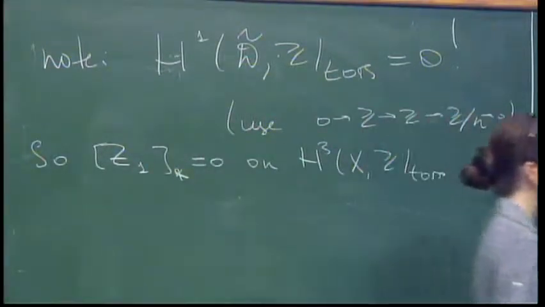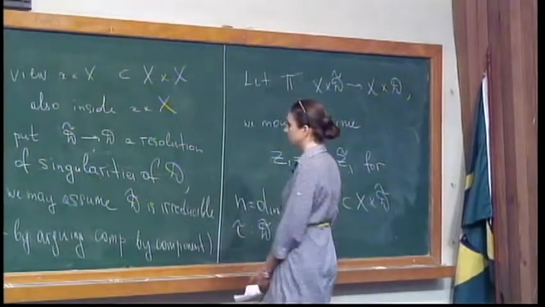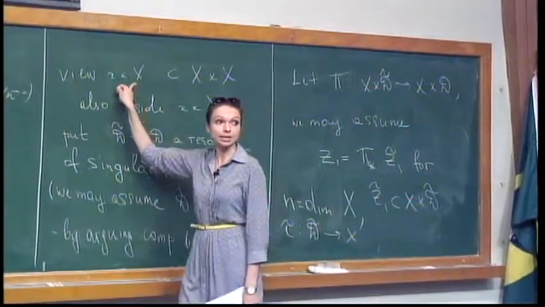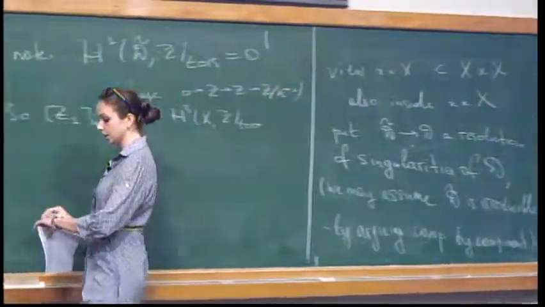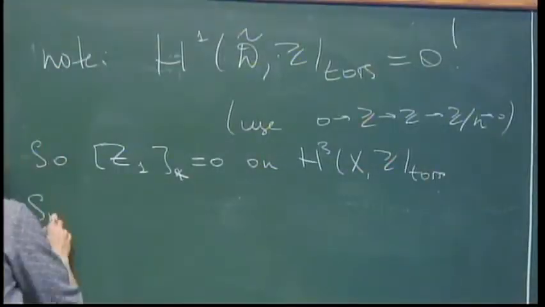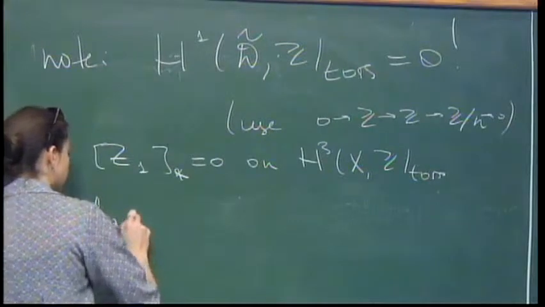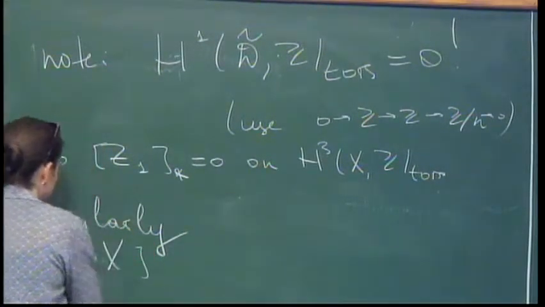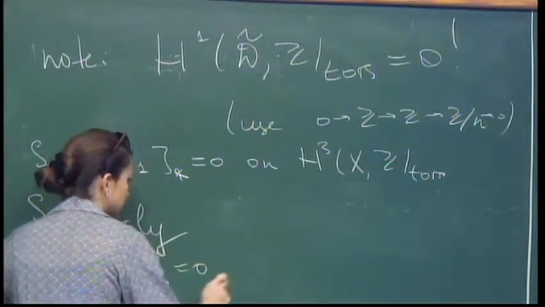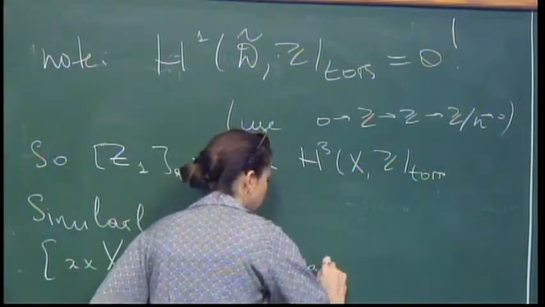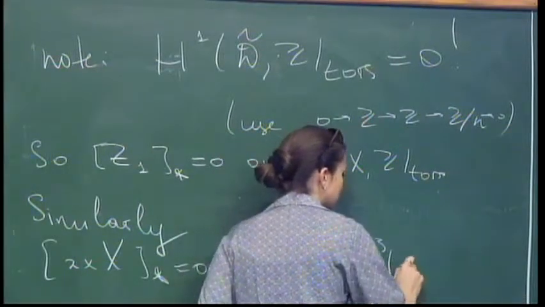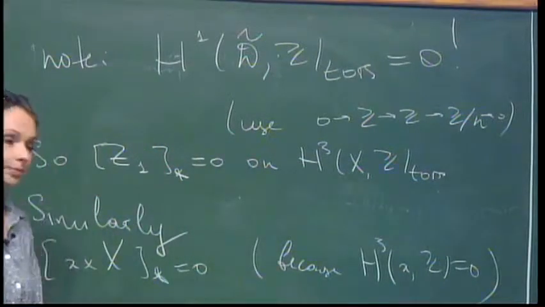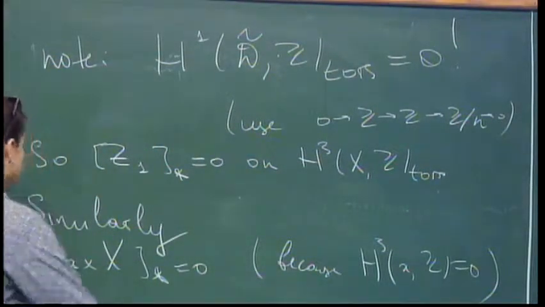So we have this result for one component, okay. And we also have another component to consider here. And it's actually even easier, so maybe I'll just leave it as an exercise. Similarly, X cross X star equals 0. Actually, because H3 of little x with Z equals 0, which is kind of evident, put it in this way, right?